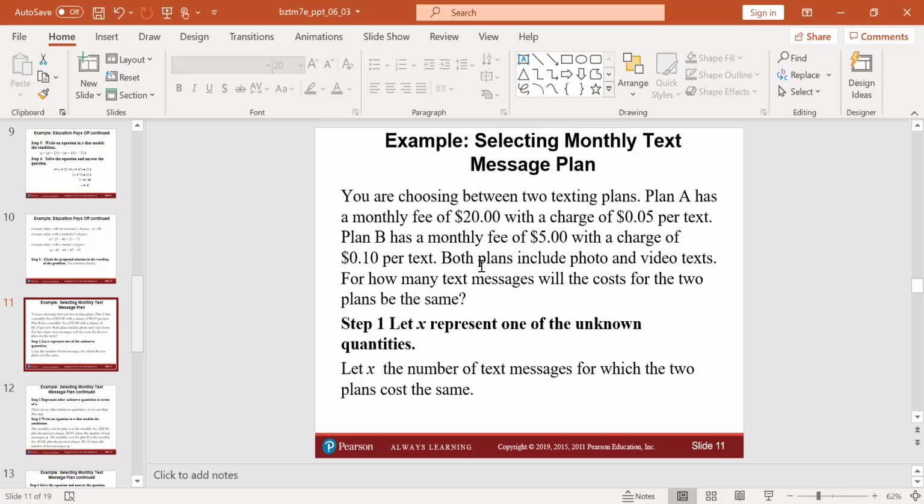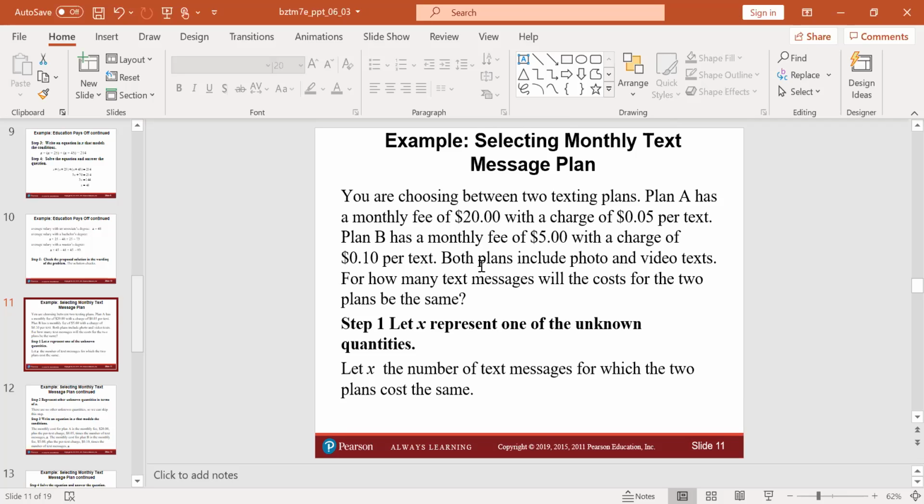But if you are the texting sort, then you would definitely want to go with Plan A. If you text all the time, if you send thousands of text messages a month, Plan A might have a higher upfront cost, but because it costs less per text, it might in the long run end up being cheaper for you. So it just depends on how much.